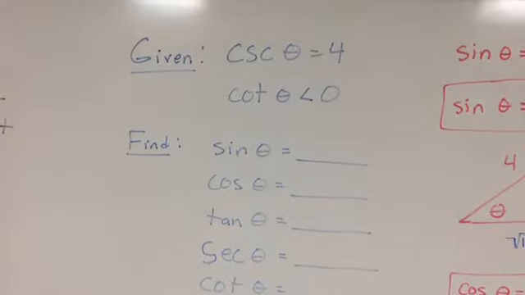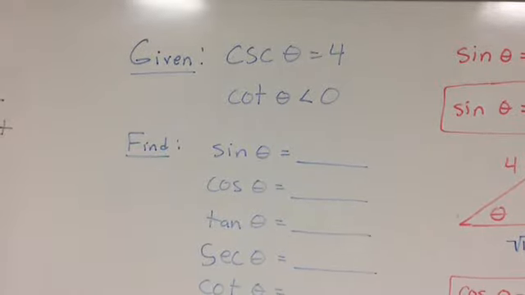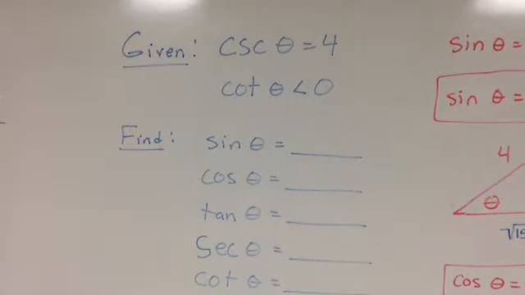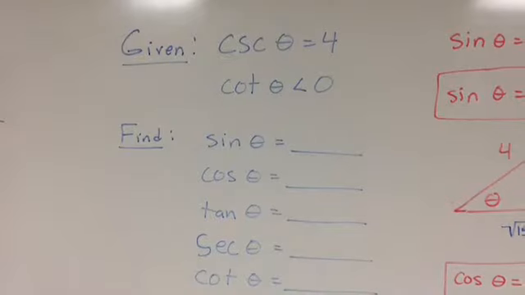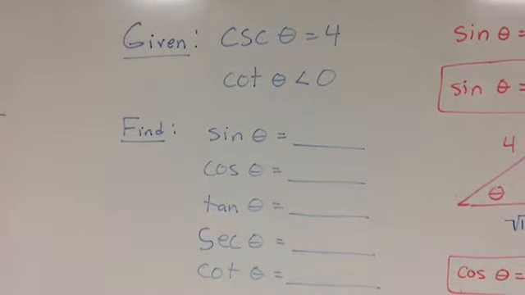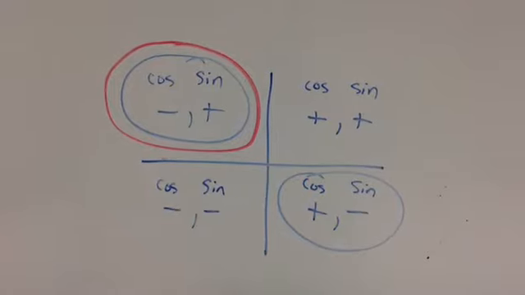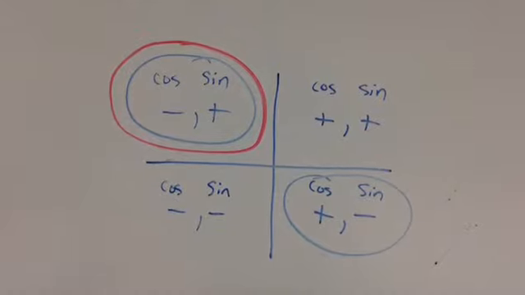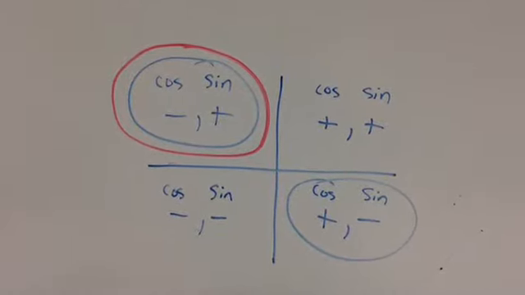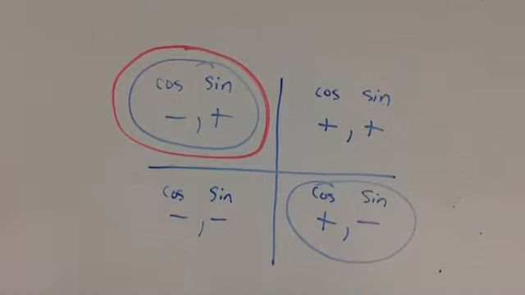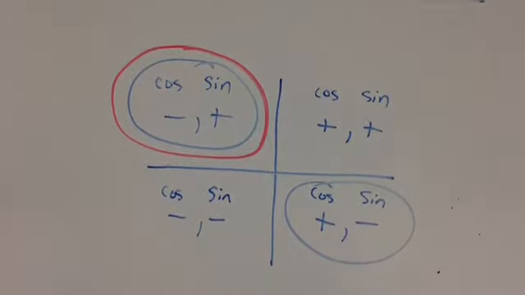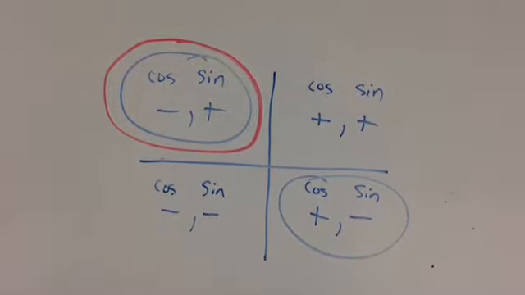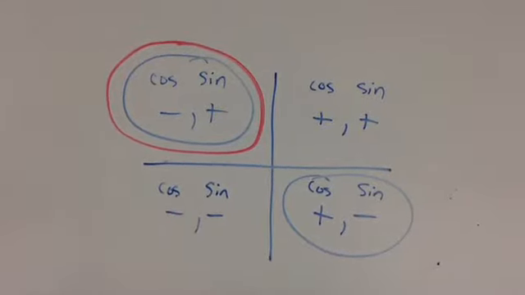For our final problem, let's say that we're given that the cosecant of an angle is equal to 4, and we are told that the cotangent of the angle is less than 0, meaning cotangent is going to be negative. With the knowledge that we were given, we know that since cotangent is negative, cotangent is cosine divided by sine. Quadrants 2 and 4, circled in blue, are where cotangent would be negative, because cotangent would be positive in the first and third quadrants.